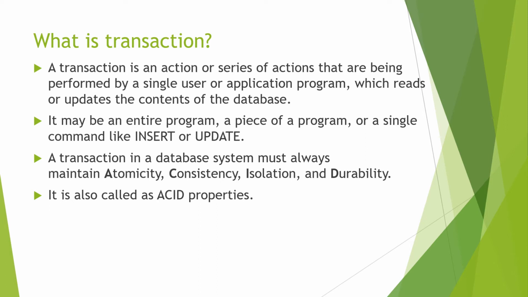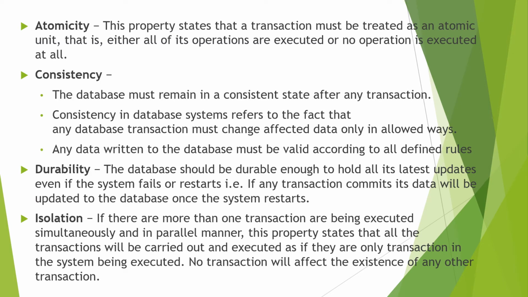Now a transaction in a database system must obey some properties, that are atomicity, consistency, isolation and durability. This is also called the ACID property. First, we will see what you mean by atomicity. This property states that a transaction must be treated as an atomic unit, that is, either all of its operations are executed or no operation is executed at all. So if a transaction has, for example, 5 operations, then all 5 operations must be executed, or no operation must be executed if something happens.